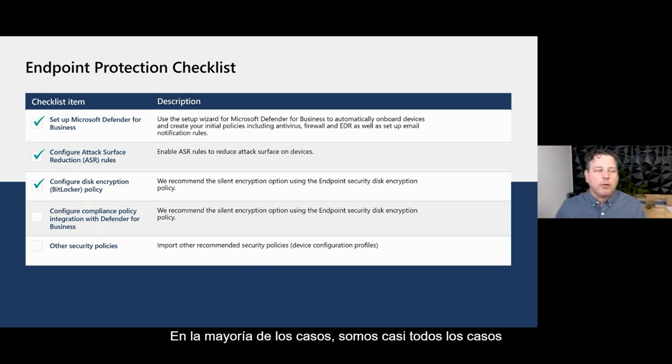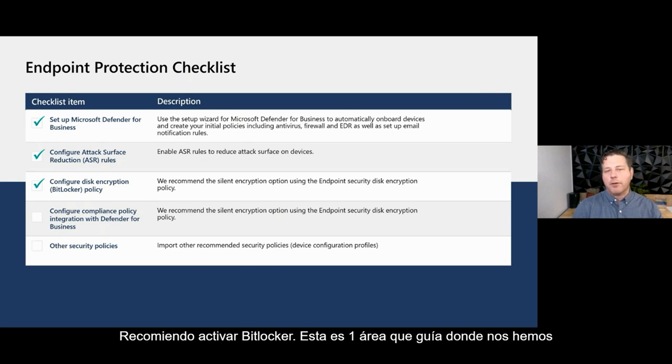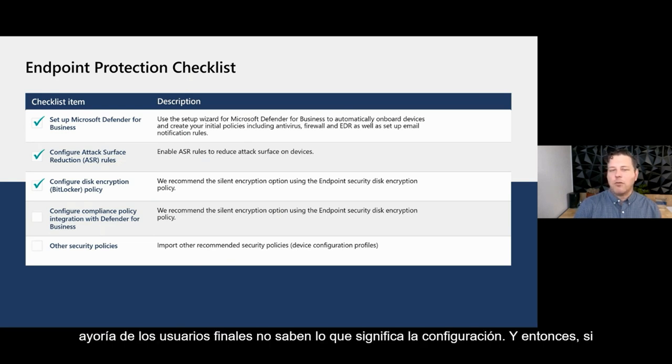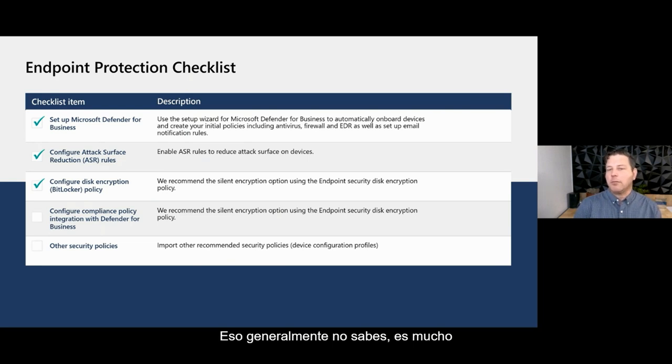In most cases, or in almost all cases, I recommend turning on BitLocker. This is one area of the guide where we've gotten very granular and put every single setting in there, because the BitLocker policies I've found can be confusing for some partners and customers, and there's a few key pieces in there that I think are important. Number one is pushing the BitLocker policy in silent mode. The reason I like this is I think most end users don't know what the settings mean, and so if we're asking them if they want a backup key or questions like that, they usually don't know. It's just much easier, much more appropriate, in my opinion, to just set that up for them, so they don't have to make the choices.